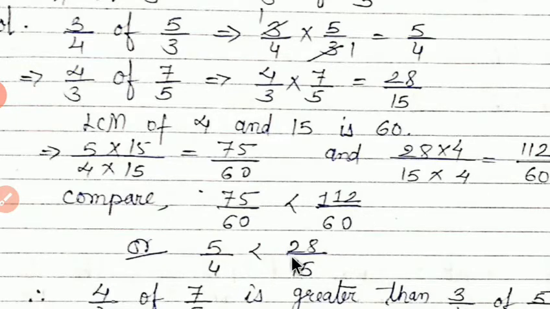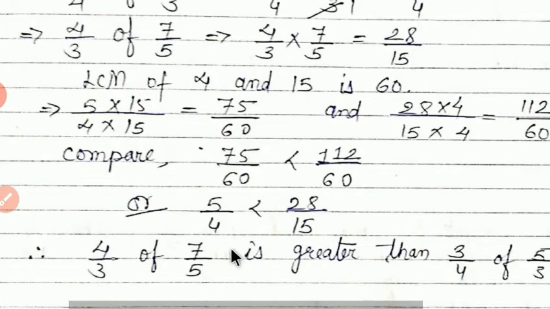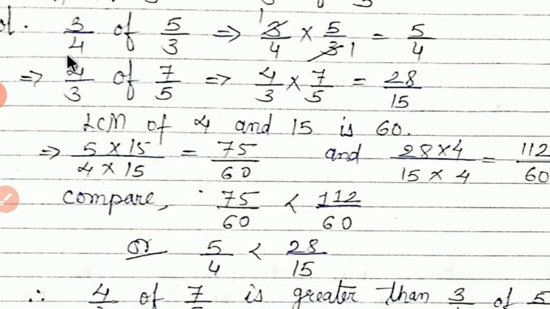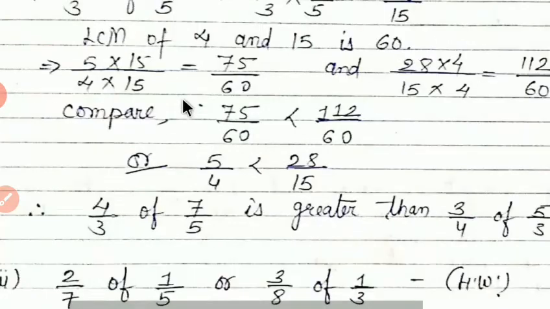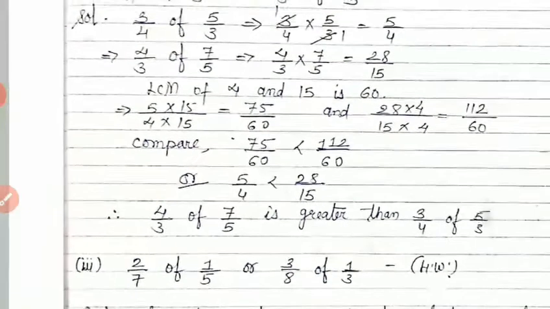So 5 by 4 is less than 20 by 15, or 5 by 4 is the answer of 3 by 4 of 5 by 3. So 3 by 4 of 5 by 3 is less than 4 by 3 or 7 by 5, or you can say that 4 by 3 or 7 by 5 is greater than 3 by 4 or 5 by 3.